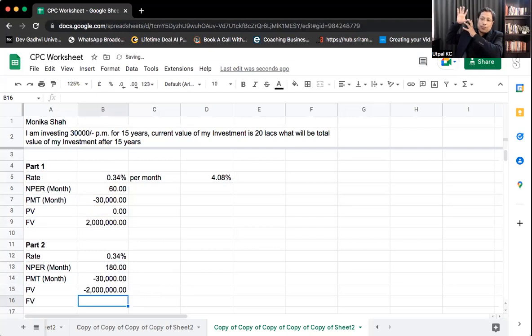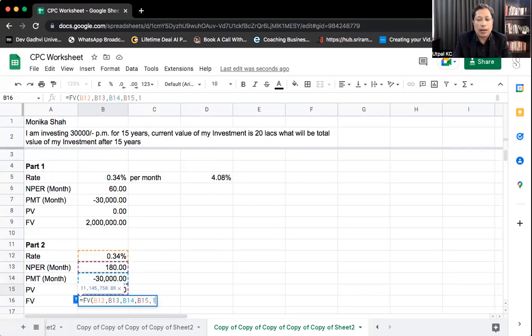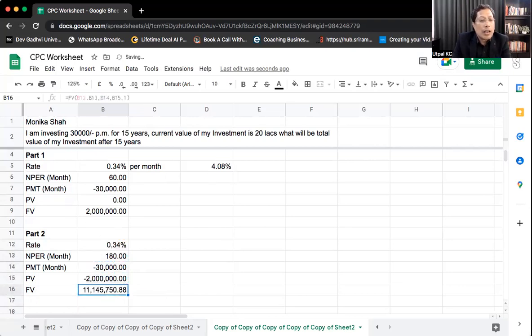This will continue. Understood? We did this kind of calculation today, on the whiteboard, right? So you have a PV and you also have a SIP, both. Now what will be the future value? Equals FV, bracket starts, the rate is this much, NPER is this, PMT is this, PV is this. Run. One crore 11 lakhs 46,000 rupees.